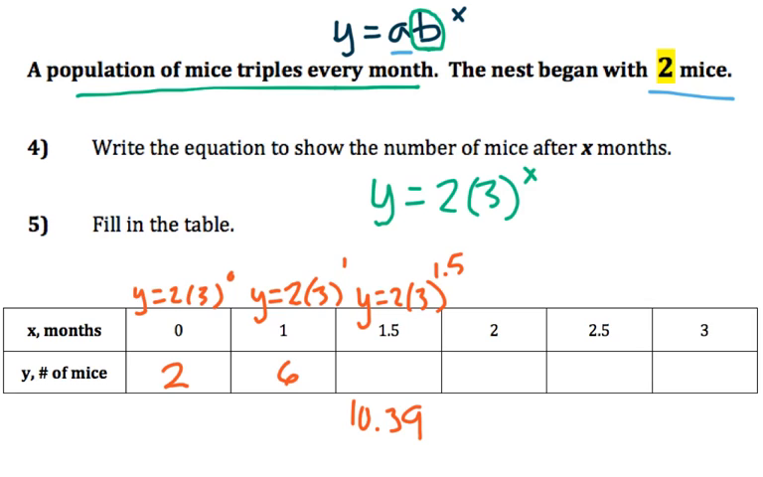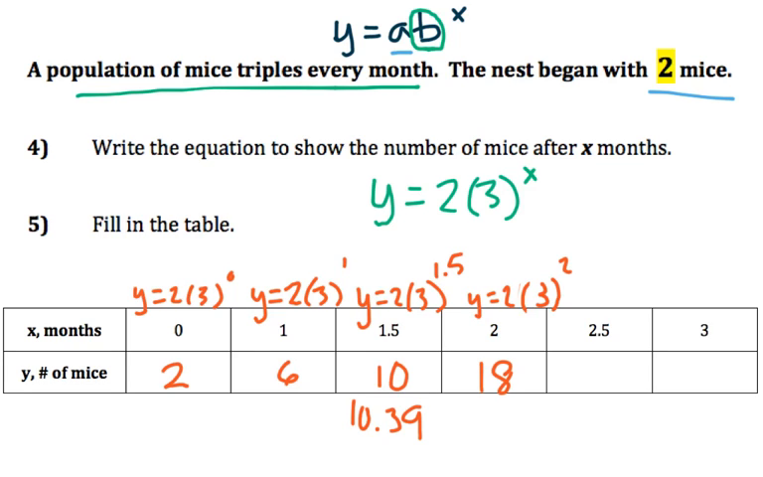And so we're going to round this to 10 mice. At this point, I would pause the video and fill in the table, and then start the video again and make sure you get the same values in the table. So when you substitute in 2 and you evaluate, you should get 18.